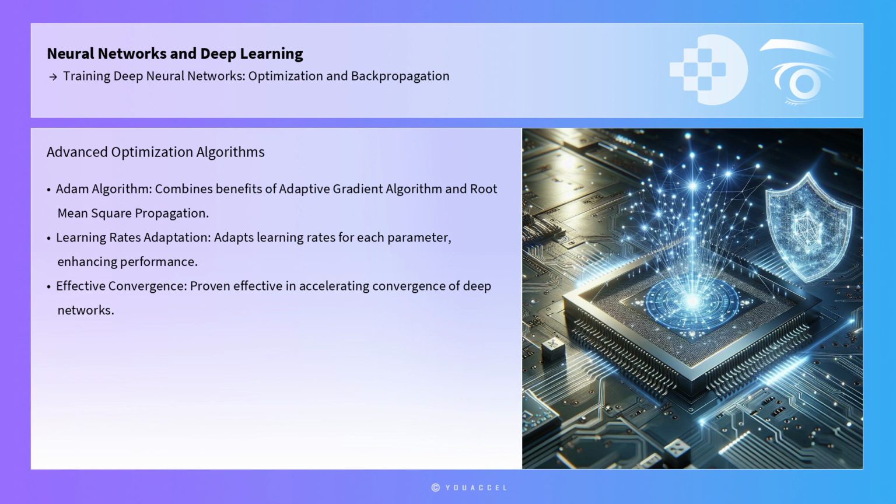To address this challenge, advanced optimization algorithms like Adam have been developed. Adam combines the benefits of two other extensions of SGD, the adaptive gradient algorithm and root mean square propagation. It adapts the learning rates for each parameter, combining the advantages of both AdaGrad, which works well with sparse gradients, and RMSprop, which performs well in online and non-stationary settings. These adaptive learning rate strategies have proven effective in accelerating the convergence of deep networks and improving their performance across various tasks, such as image and speech recognition.